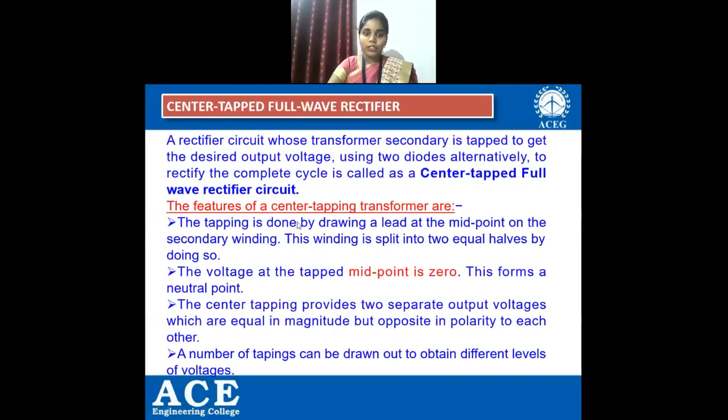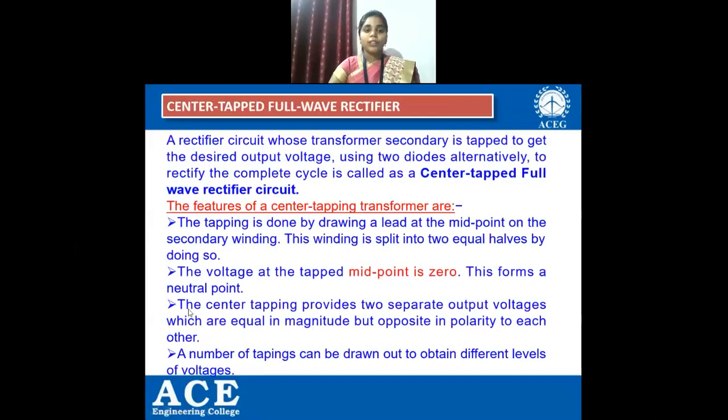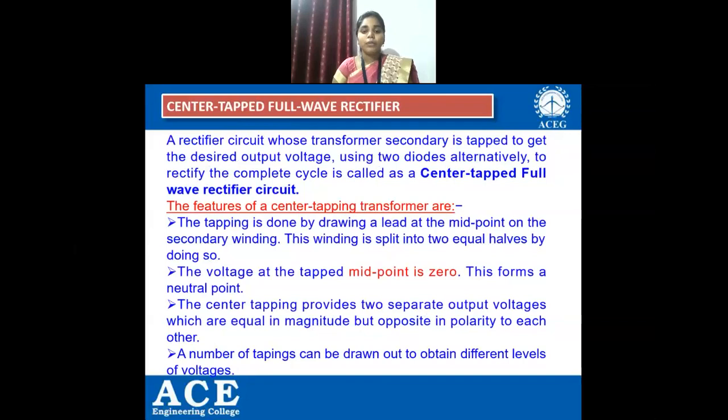Now, the voltage at the tapped midpoint is zero. This forms a neutral point. Yes, I took one lead here and which is of what? Zero. And this point is nothing but a neutral point. Now, the center tapping provides two separate output voltages which are equal in magnitude but opposite in polarity to each other. Right? Here we can see Vm is there, and here also Vm is there, but these are opposite in polarity. Now the last point is a number of tappings can be drawn out to obtain different levels of voltages. Okay. Now let us move on to the next slide.